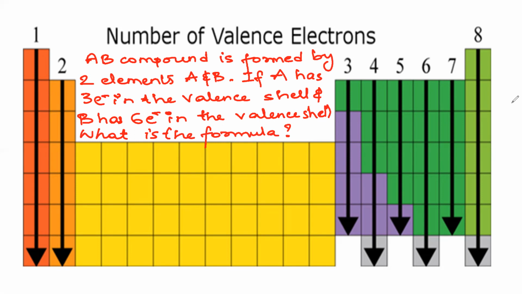Now, if you see this question, this type of question has come for objective. So AB is a compound formed by two elements, A and B. If A has 3 electrons in the valence shell, so if an element has 3 electrons in the valence shell, its valency should be taken as 3. So A is equal to 3. And B has 6 electrons in the valence shell, so greater than 4. So B valency should be taken as 8 minus 6.